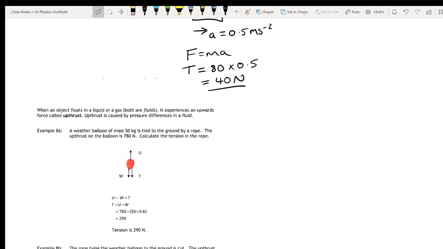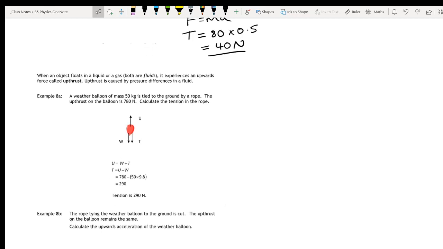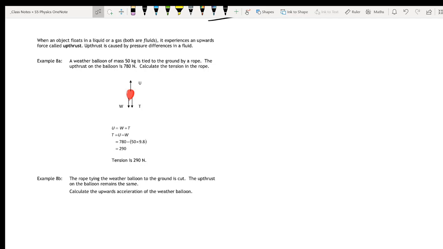Right, last page before I get you guys to do some questions and I go and think about that one. When an object floats in a liquid or gas, both are fluids, it experiences an upwards force called upthrust. So instead of your engine force or a tension, you now have an upwards force called the upthrust.